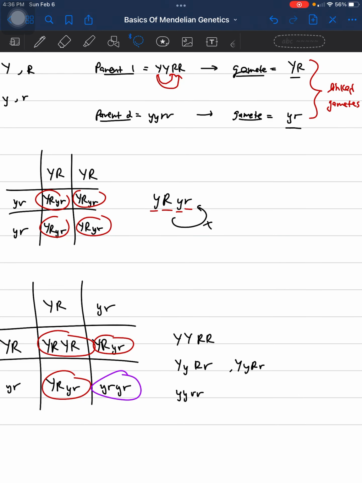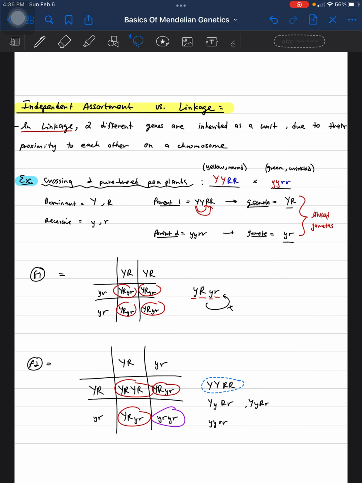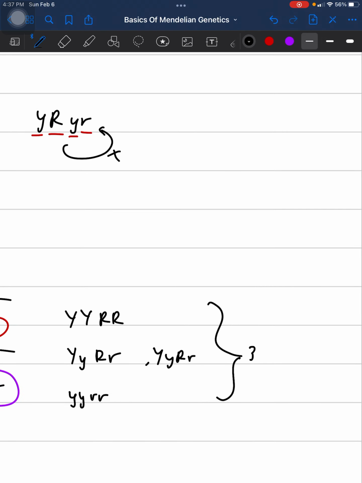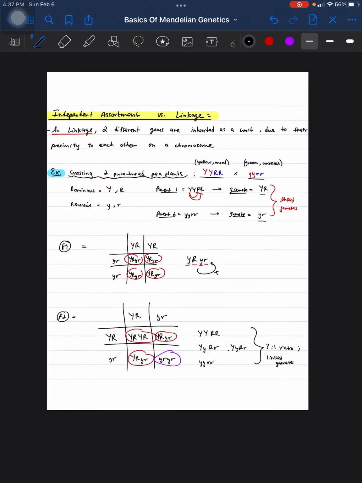So you could still say that this right here means yellow and round, right? See right here, capital Y means yellow, capital R means round, lowercase y means green, lowercase r means wrinkled. So we still have a 3-to-1 ratio right here, where we have yellow and round, yellow and round, yellow and round, and then one offspring is green and wrinkled, 3-to-1 ratio. So we can still say still a 3-to-1 ratio, but the gametes are linked, right? Linked gametes.